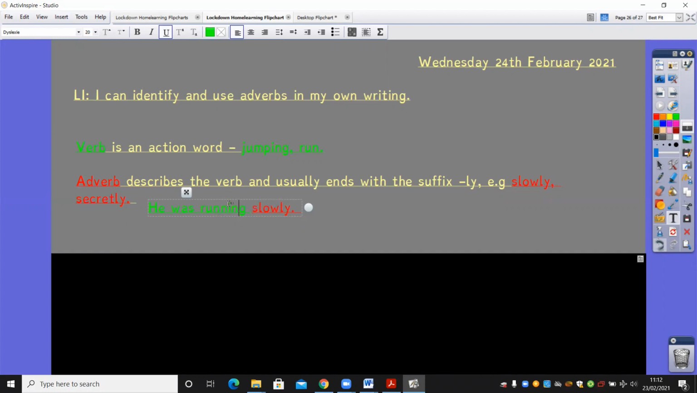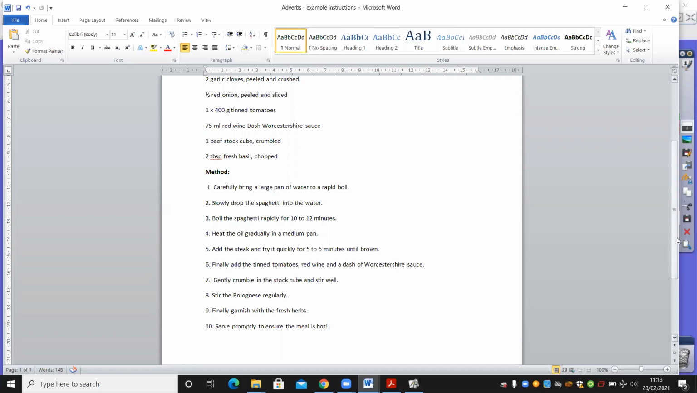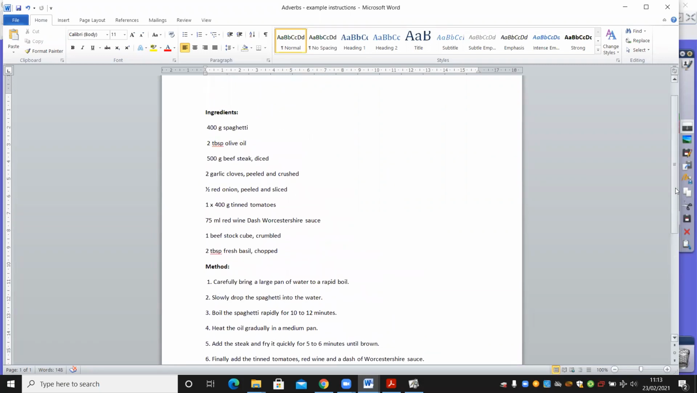It describes the verb. Now, in a good set of instructions, we would not only have imperative verbs, we would also have adverbs to help us to follow the instructions better. So let's have a look at a set of instructions, which I have ready here for you.